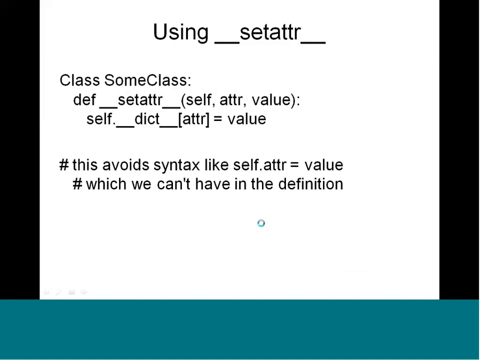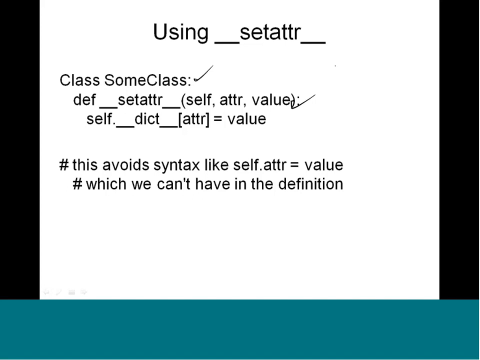So now how do we use the set attribute? Setting it using the underscore set attribute underscore. So here is one other example. We just say class some class, and then define underscore set attribute underscore equal to.